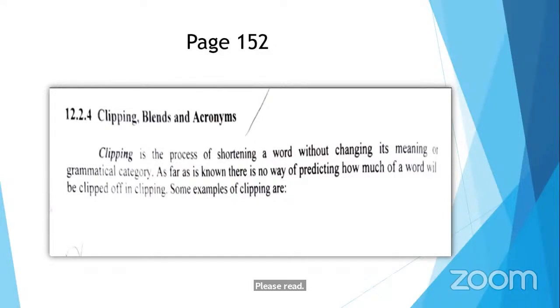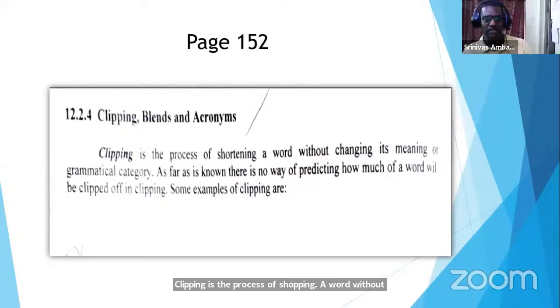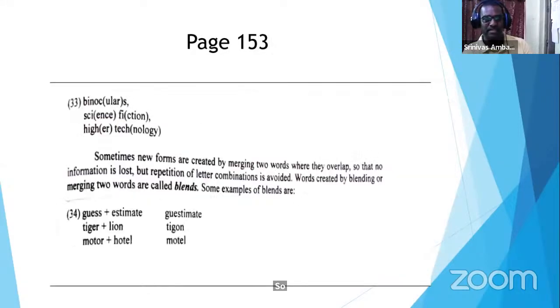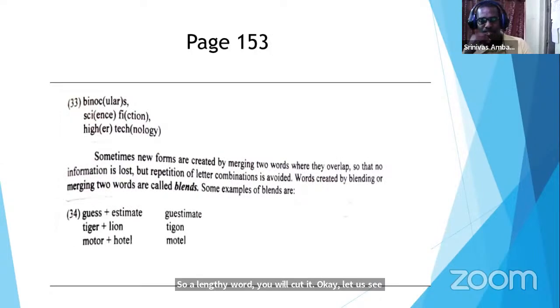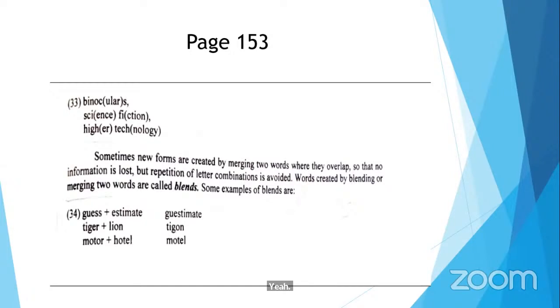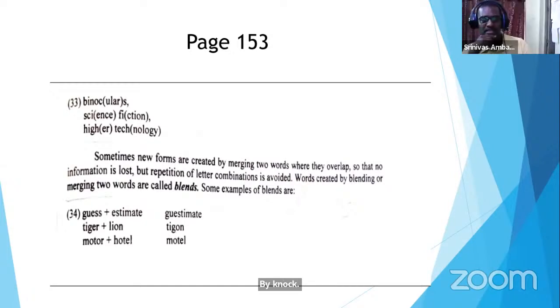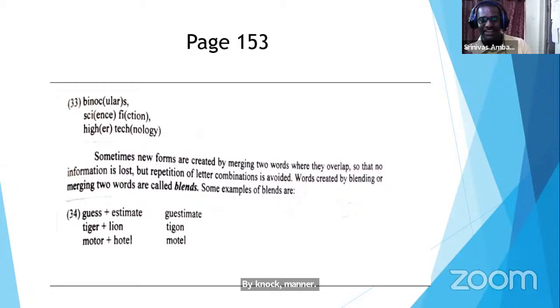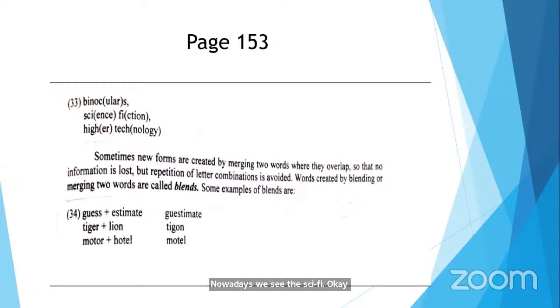Clipping is the process of shortening a word without changing its meaning or grammatical category. Enough. What is clipping? What do you understand? Clipping means cutting, no? So a lengthy word, you will cut it. Let us see examples. Tell me one example here. Binoc is a short form for binoculars. Sci-fi. Nowadays we see sci-fi, science fiction movies.